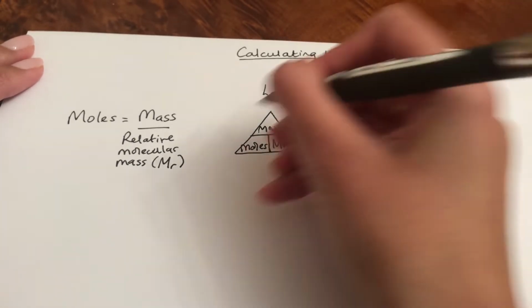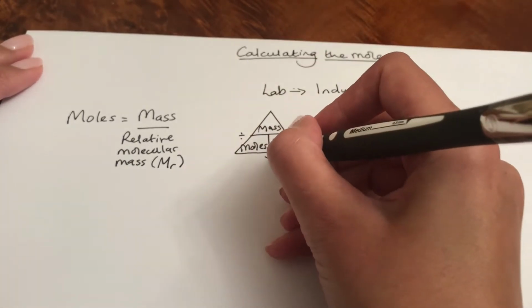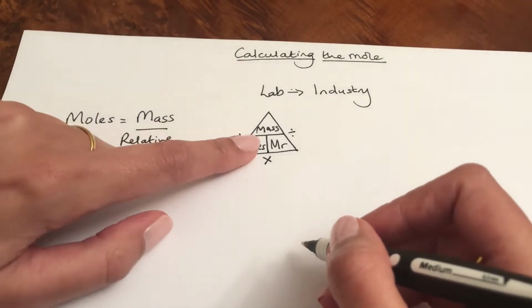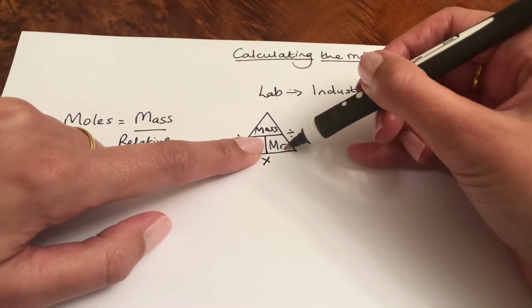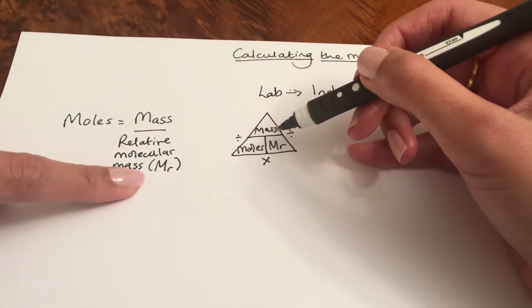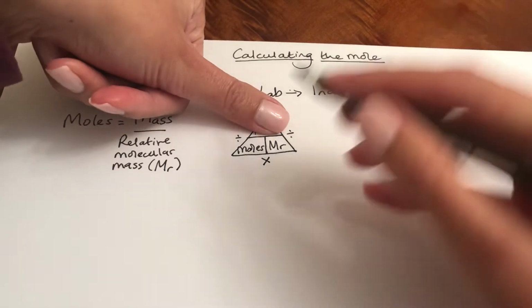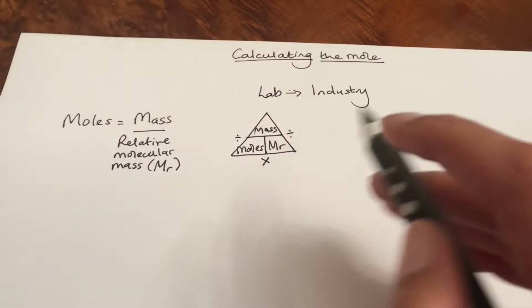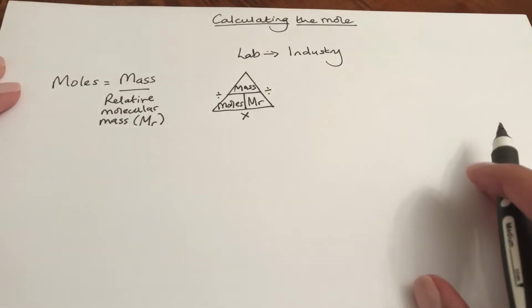The sides tell you to divide, and along the bottom it's to multiply. So if I wanted to work out my number of moles, put my finger there, it's mass divided by the MR, and that definitely works because it matches and complements this. If I wanted to work out the mass, you get the idea, it's moles multiplied by the MR. So let's have a look at a typical question.